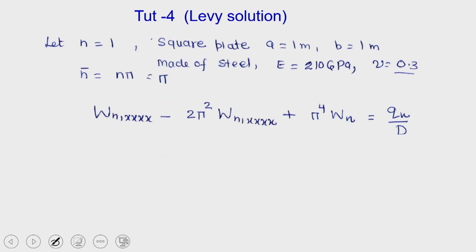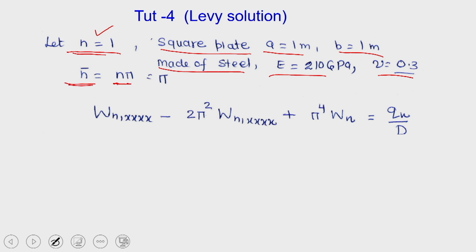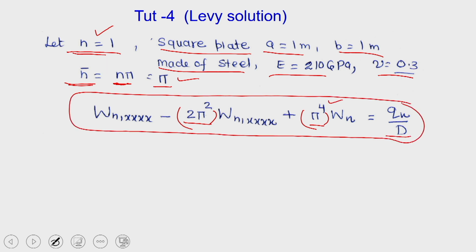So, the very first case is that we are making some assumptions where n is 1, and a square plate, a is 1, b is 1, and it is made of steel, with mu and these things given. So, n bar becomes only n pi, where n is 1, so it becomes pi. So, this constant becomes 2 pi square, and this constant becomes pi to the power 4, and q by D. So, this equation reduces to like this. Then again, if you want, you put the value of D.